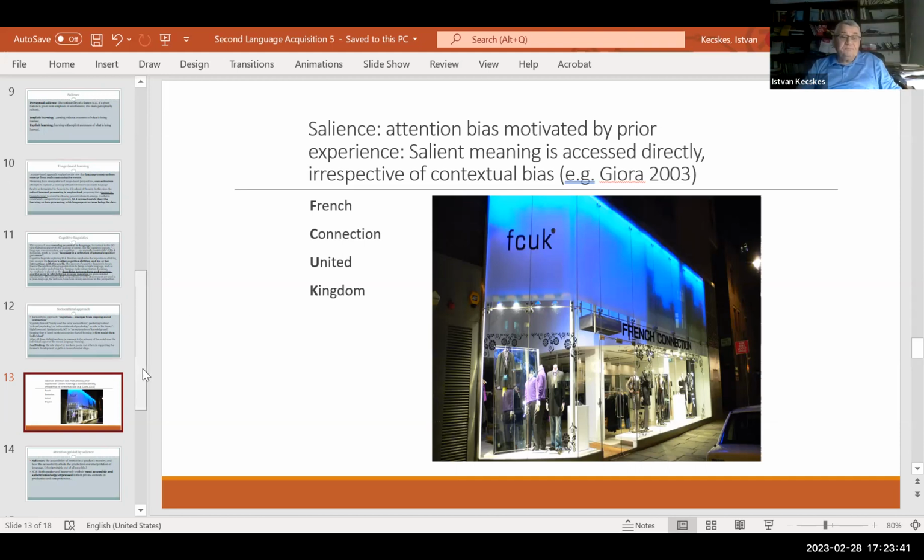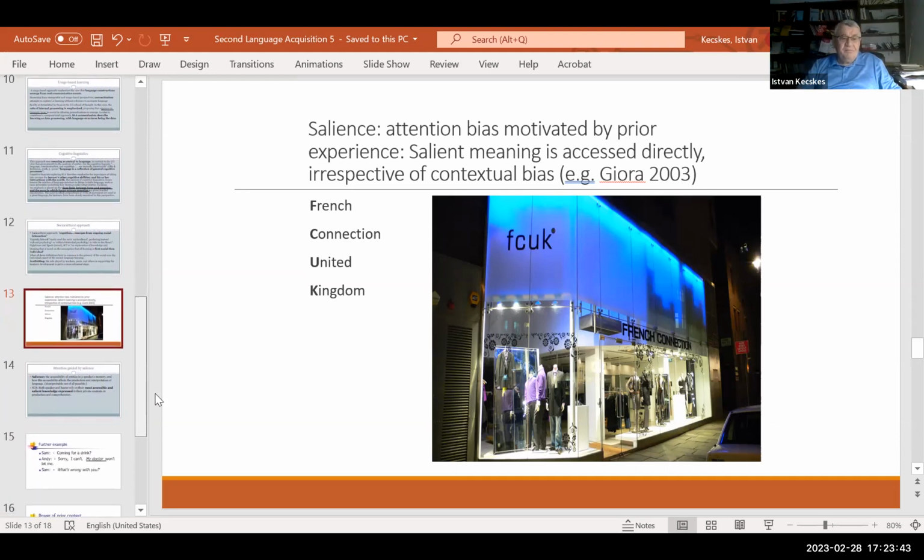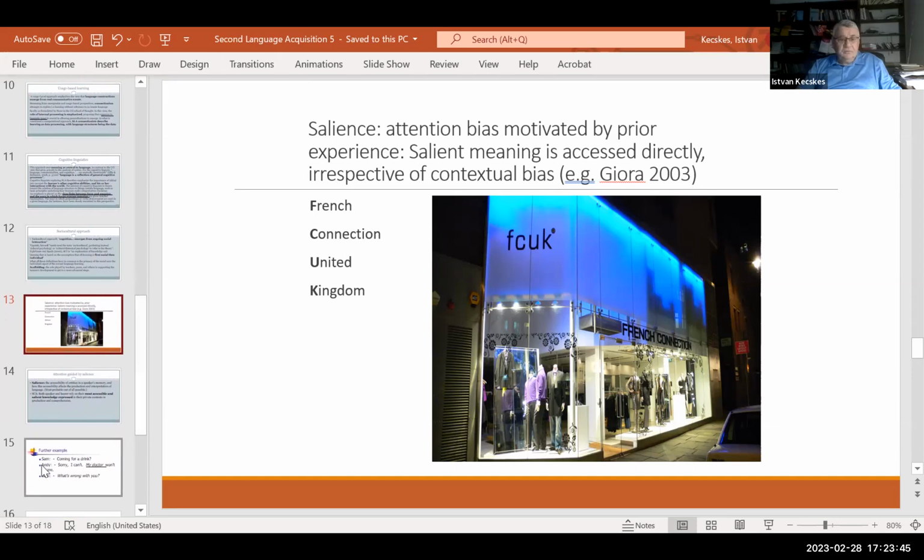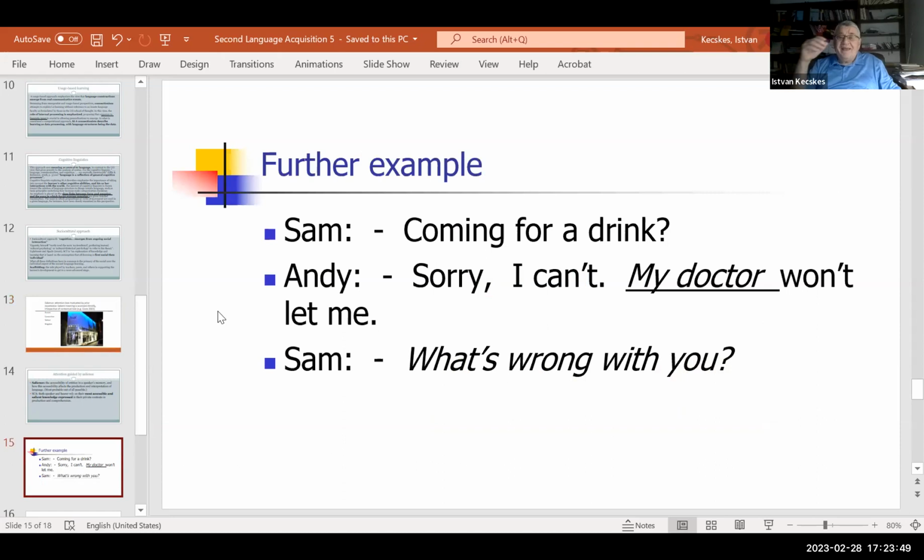What comes to your mind first is something that is dominant. Let me give you another example, second favorite of mine. Here is a conversation between Sam and Andy. Sam says, "Coming for a drink?" Andy: "Sorry, I can't. My doctor won't let me." Sam: "What's wrong with you?" Okay, so this is a beautiful conversation. Everybody understands that.